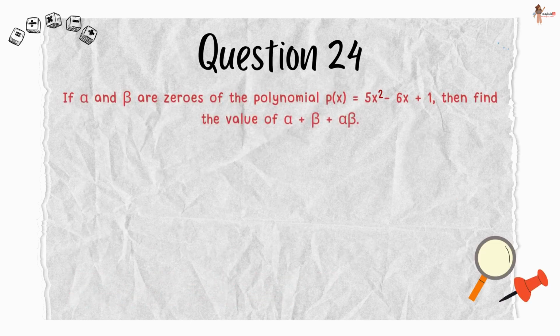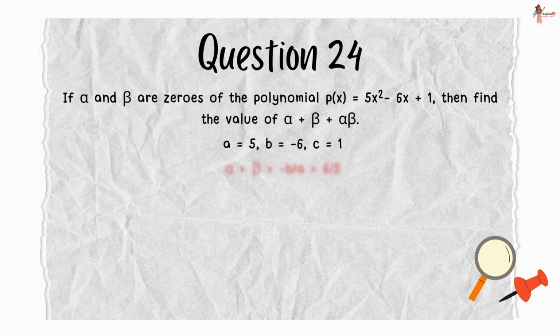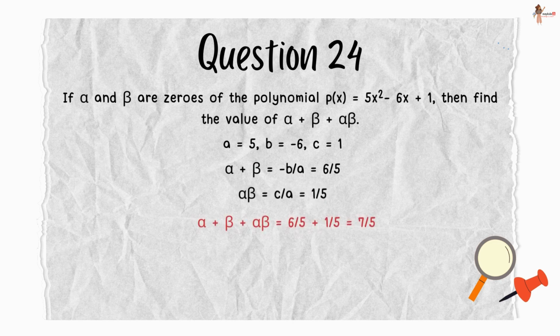If alpha and beta are zeros of the polynomial 5x square minus 6x plus 1, then find the value of alpha plus alpha beta. Now, in the given equation, a is 5, b is minus 6 and c is 1. Now, alpha plus beta, sum of roots is given by minus b upon a, so it will be 6 upon 5. And product of roots is given by c upon a, so it will be 1 upon 5. Now, alpha plus alpha beta would be 6 by 5 plus 1 by 5, which is 7 by 5.